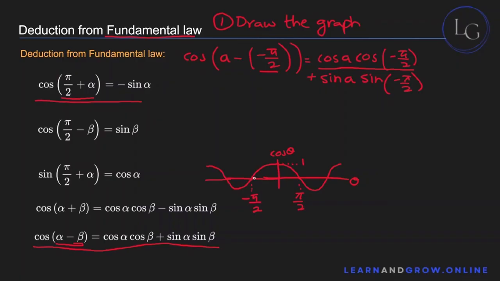So you can see that at negative pi by 2 the value of the cosine function is 0. So this just becomes cosine alpha into 0. So you can cut this entire thing out because it becomes 0. Now you're left with this, the sine alpha into sine negative pi by 2. What is sine negative pi by 2? For that, you need to draw the graph of the sine function, right? So this is sine theta on the y-axis and theta on the x-axis. And so now draw the graph.